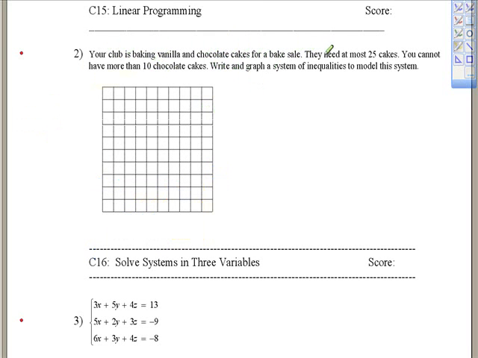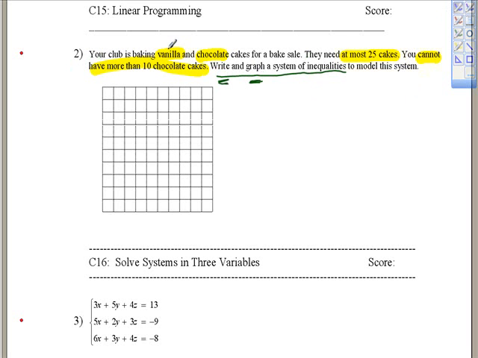We're doing a bake sale. We need at most 25 cakes. We're doing some vanilla and some chocolate. We cannot have more than 10 chocolate cakes. We're supposed to write and graph a system of inequalities. That's all we're supposed to do: write the system and graph it. So there's basically two things we're doing. So let's see if we can write this system first.